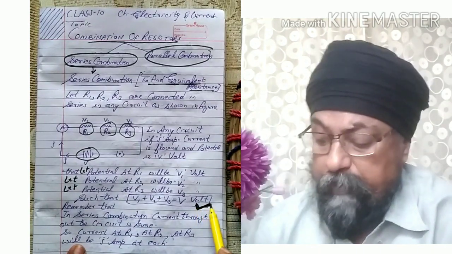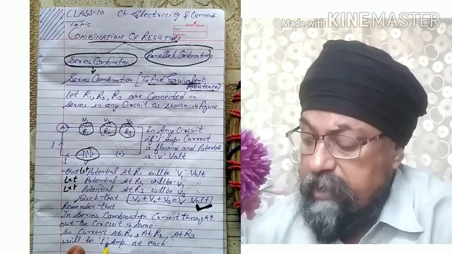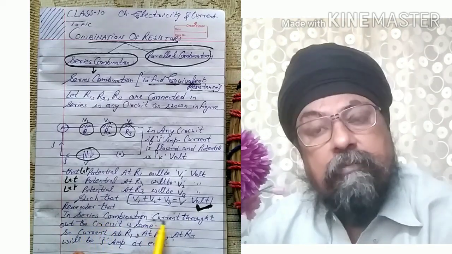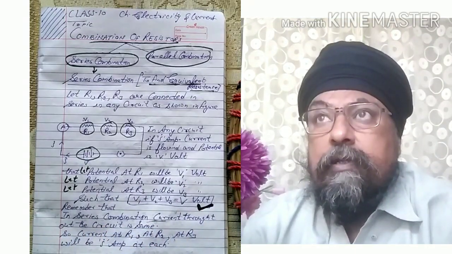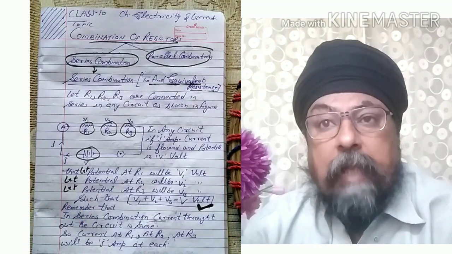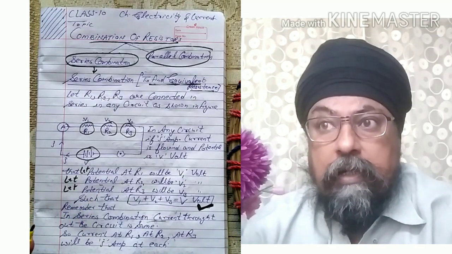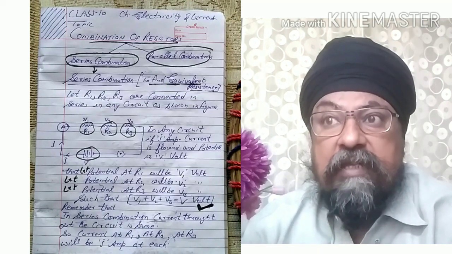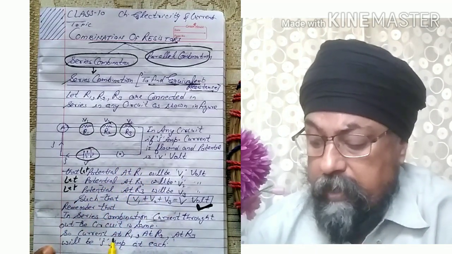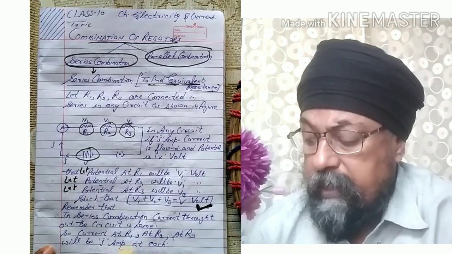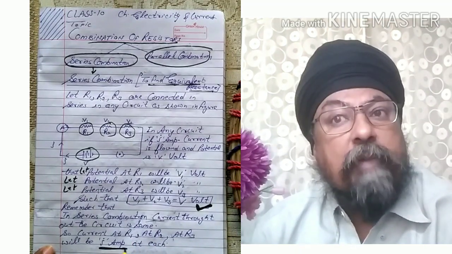This is an important point which you have to remember: in a series combination, the current throughout the circuit is the same. Keep in mind, when we connect a number of resistances in a circuit, the current will be the same in each resistance. So the current at R1, R2 and R3 will be I ampere each. This is the second point to remember.